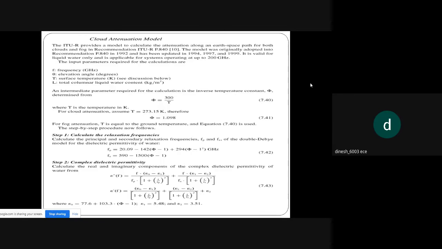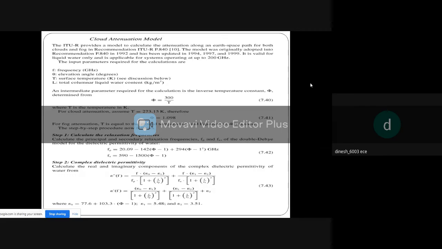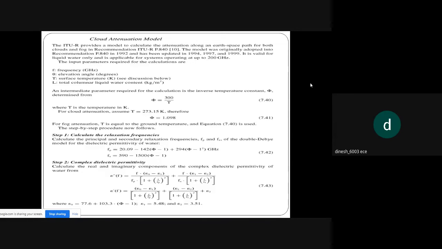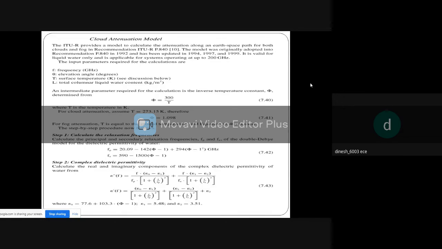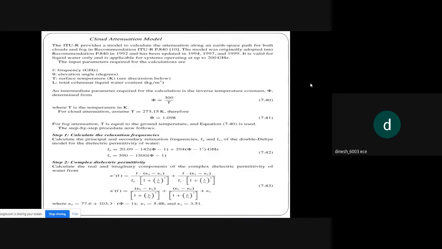First is to calculate the relaxation frequencies, the primary and secondary relaxation frequencies Fp and Fs, as used for the double Debye model for the dielectric permittivity of water. Fp will be 20.09, which is a constant value, minus 142 (phi minus 1) plus 294 (phi minus 1) squared, in gigahertz. That would be your primary frequency. Similarly for secondary, Fs is 590 minus 1500 (phi minus 1).